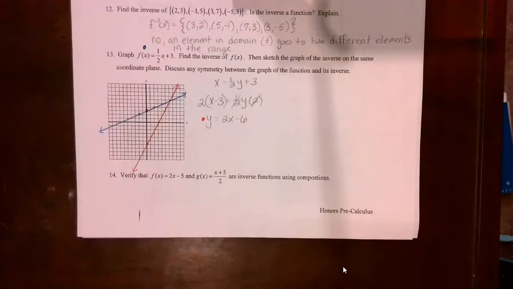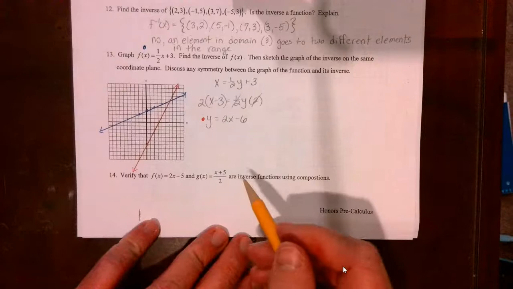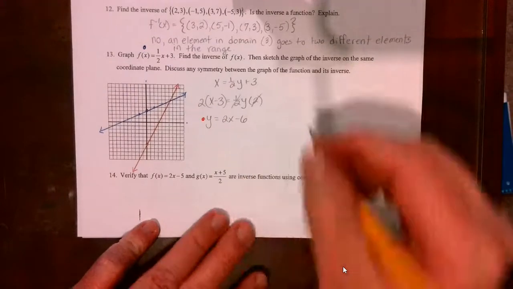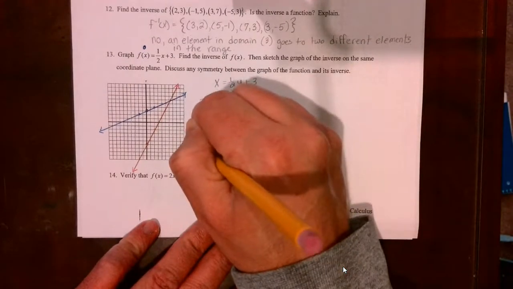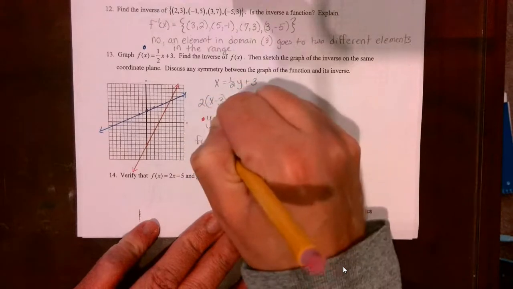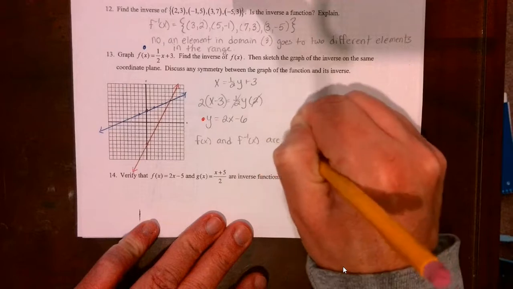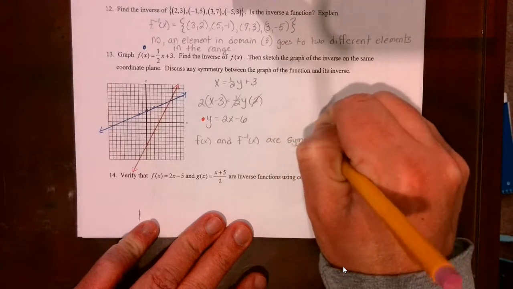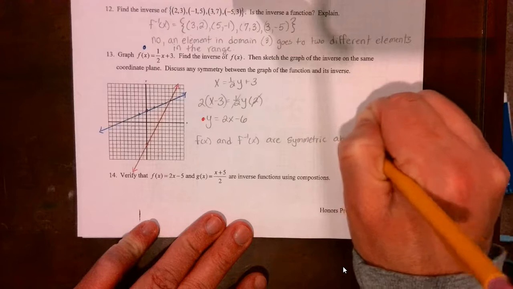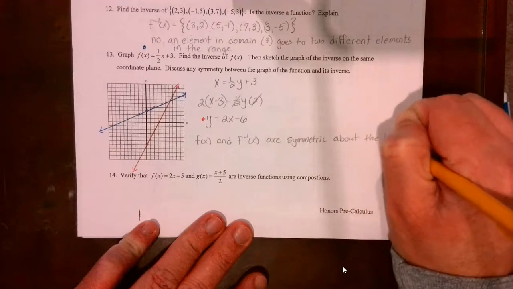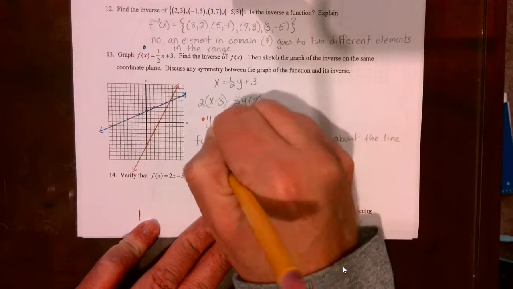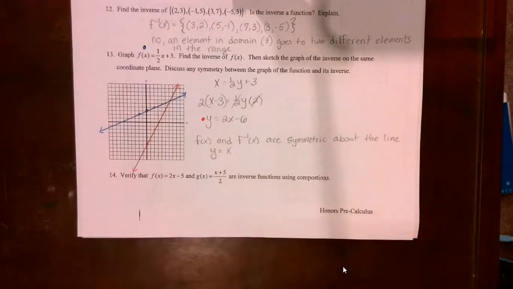Then it asks to discuss any symmetry between the graph of the function and its inverse. It doesn't matter what the functions are. No matter what, you can always say f of x and f inverse of x are symmetric about the line y equals x. Inverses are always symmetric about the line y equals x.